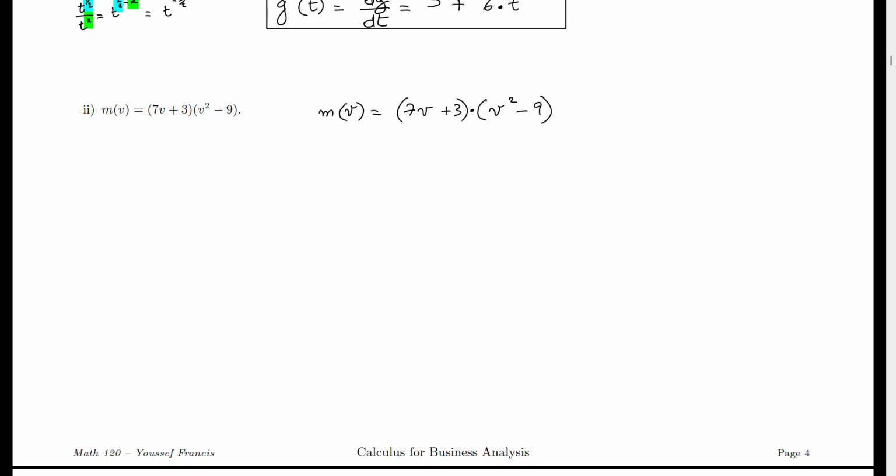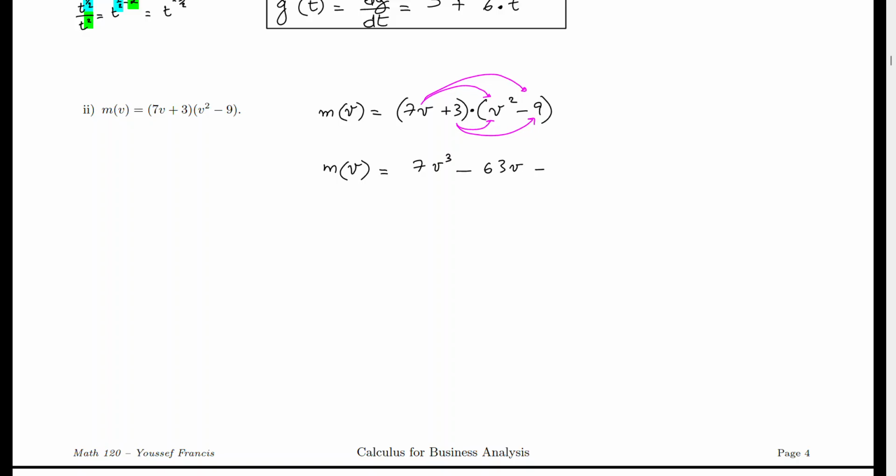So for now, the only choice for me is to FOIL the terms first, so multiply everybody out, and then take the derivative of the answer. So I'm going to start by doing that. So 7v times v squared is going to be 7v cubed. Then I have to worry about the 7v multiplied with the negative 9. So the 7 is positive, the 9 is negative, so we're going to have negative 63v.